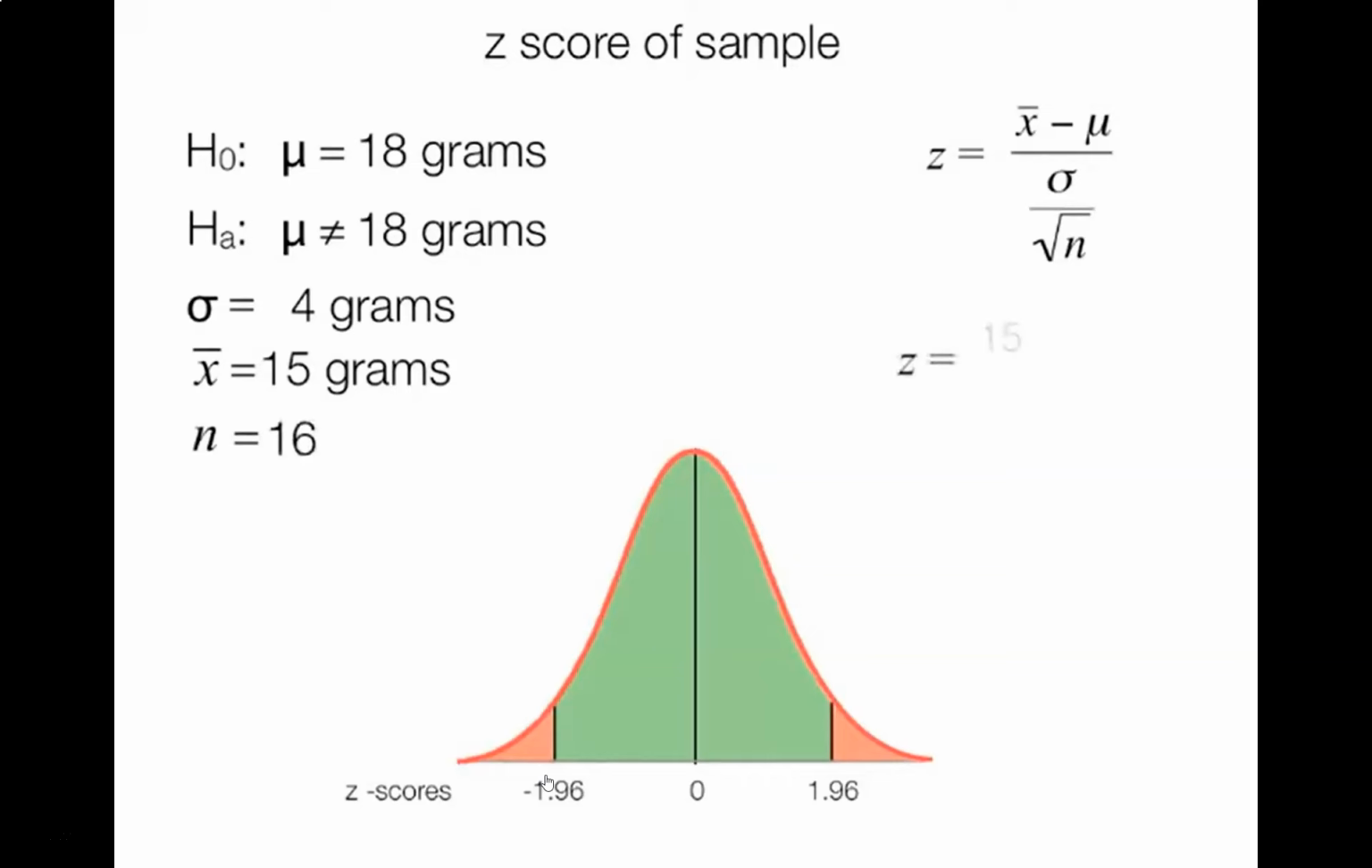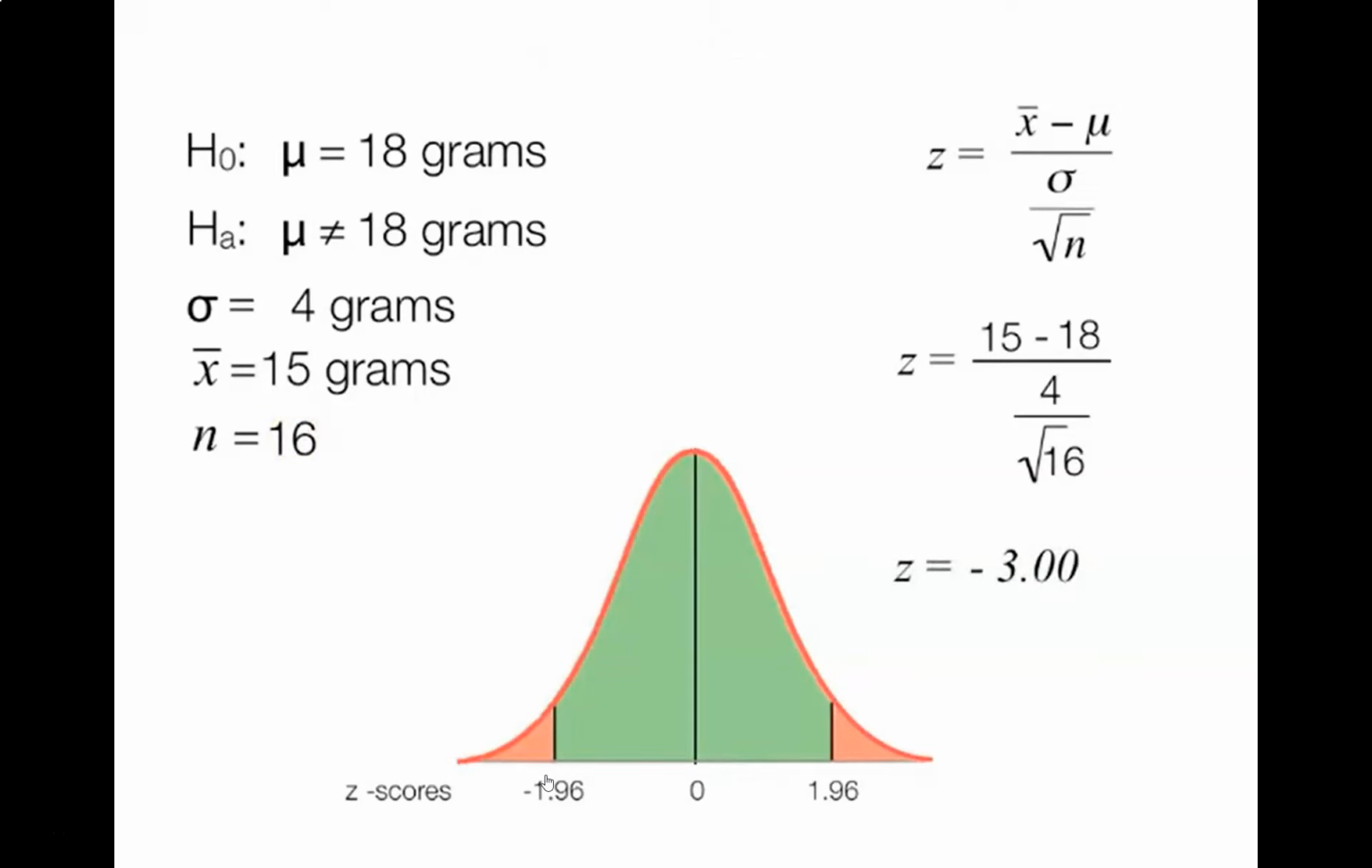Now you just plug and chug, so z is equal to 15, and that's the 15 grams of the sample, if you look to the left, that 15 right there, minus the population mean, which is 18, that 18 right there to the left, the yellow, divided by the standard deviation of the population, which is 4 grams, look to the left again, the yellow, divided by the square root of the sample size of 16. Well, do the math correctly, and you should get a z-score of negative 3.